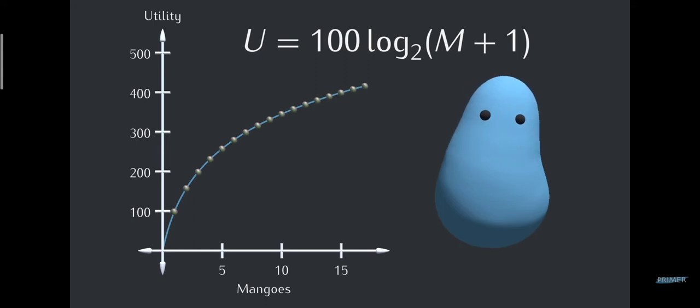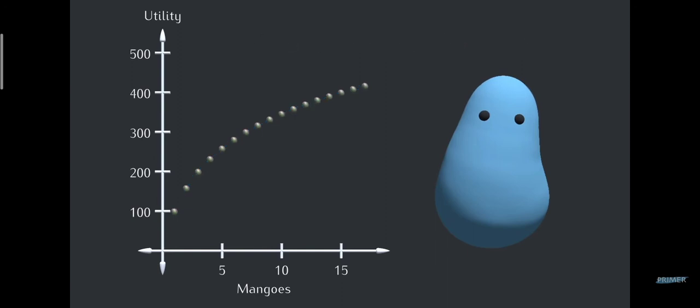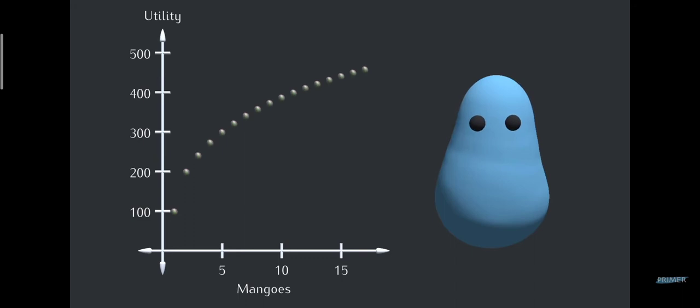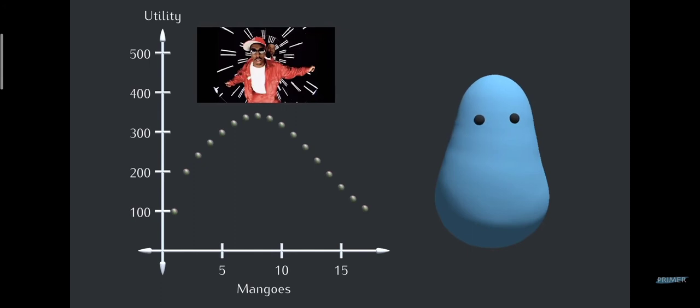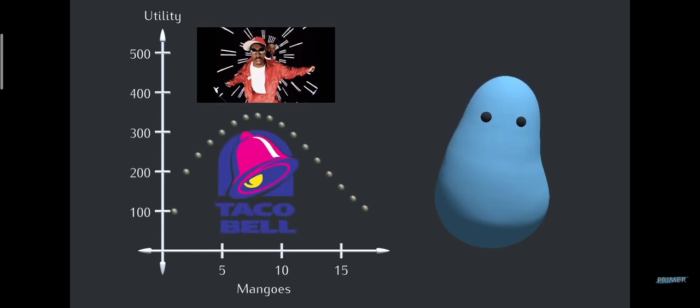All right, and before we keep moving, we should note that this utility function is an assumption. Maybe the first one just wakes up the blob's palate and the second one is amazing, and so it's worth more than 100 happiness points. And then eventually the blob gets full and eats too many, making its total happiness actually go down, which is known in some circles as the "mo money mo problems" effect. Or in my case, it's the Taco Bell drive-thru phenomenon. And Taco Bell, if you're watching, I'm always looking for new sponsors.